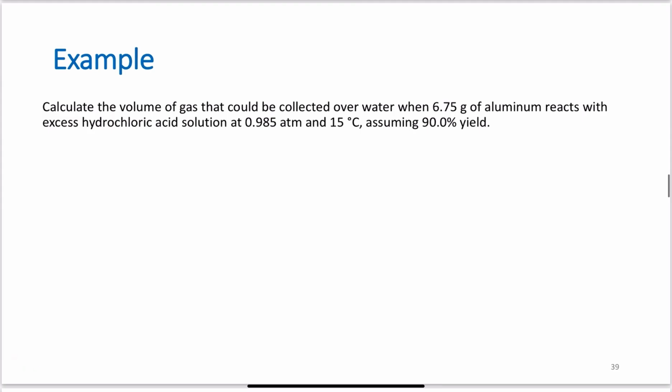So let's actually apply this so you can see what I'm talking about. Calculate the volume of gas that could be collected over water when 6.75 grams of aluminum reacts with excess hydrochloric acid solution at 0.985 atmosphere, 15 degrees C, assuming a 90% yield. Now, the one part this question is not telling you is something you would have to know on any assessment. On homework, you have to recognize that when it says collected over water, you need water's vapor pressure. You need to look up the vapor pressure of water at that corresponding temperature. On an assessment, of course, I would have to give you that value. But on homework, I don't have to.